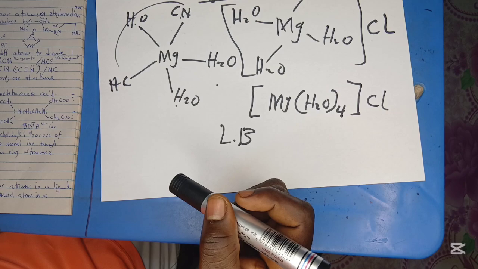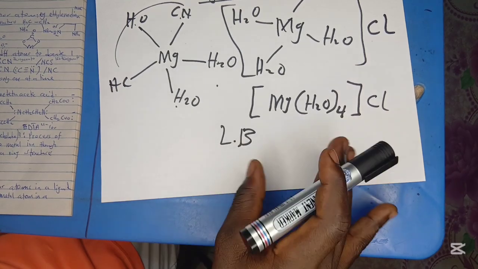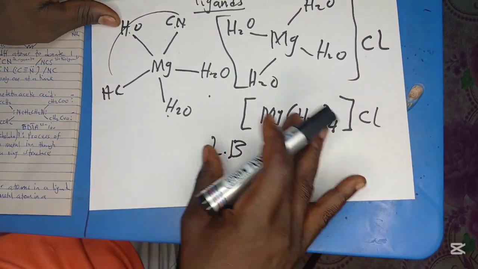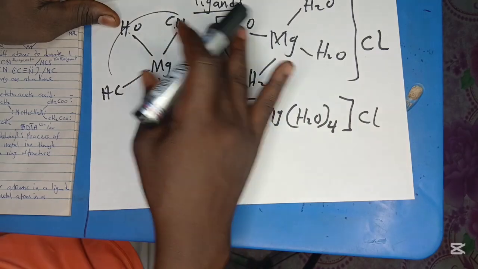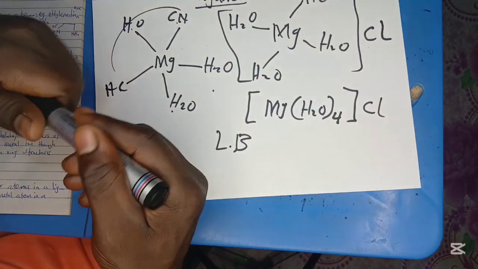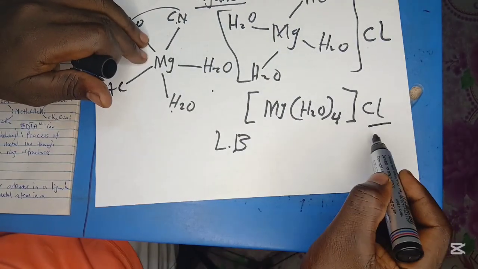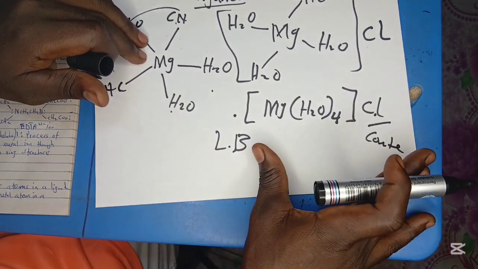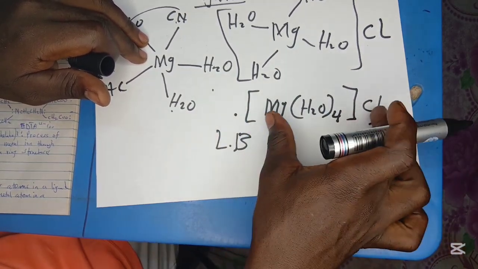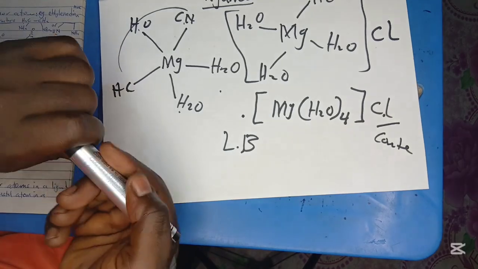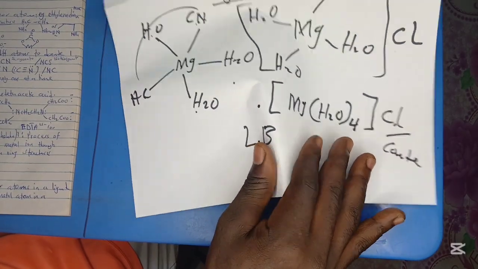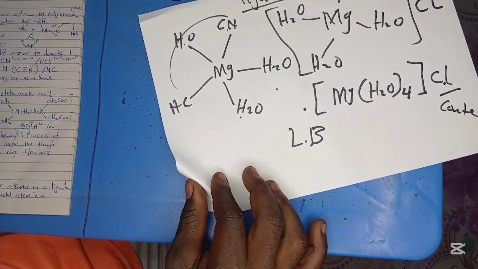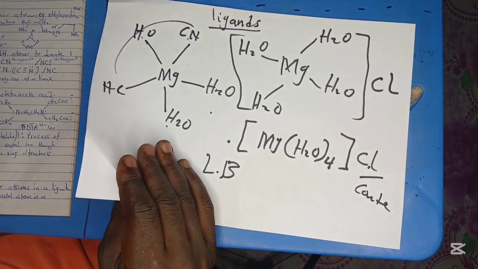So far, I think I'm able to explain what a coordination compound is, what a ligand is, and then the counter ion. Anything outside the coordination sphere becomes a counter ion. It can be here or here. As far as it is outside the square bracket, it becomes a counter ion. So now, let's look at the ligands in detail.